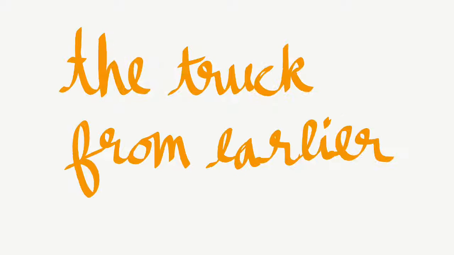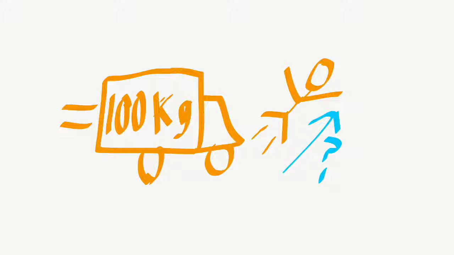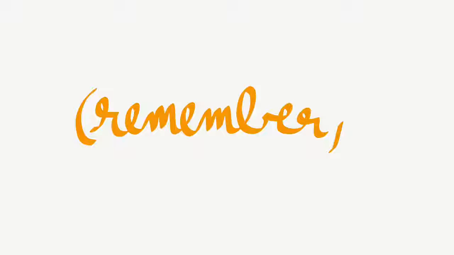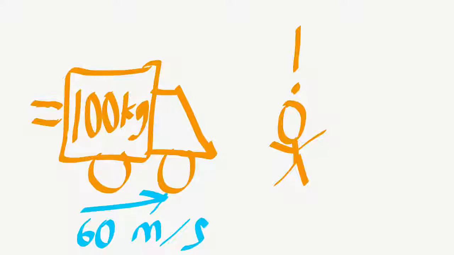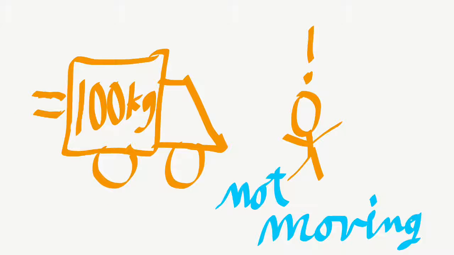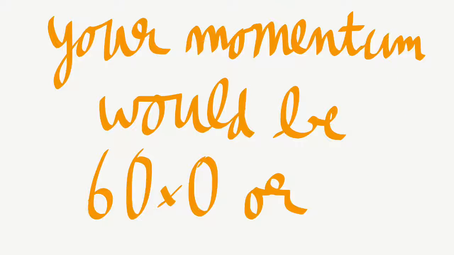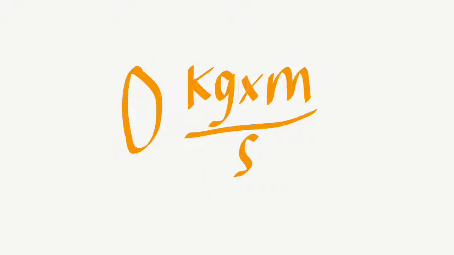So, let's say that the truck from earlier somehow manages to hit you. Ouch! Now, let's see if we can figure out the speed at which you would be flung. Remember, the speed of the truck was 60 meters per second, and the mass of the truck was 100 kilograms. If you were standing still before the encounter, then before you got hit, your momentum would be 60 times 0, or 0 kilogram meters per second.